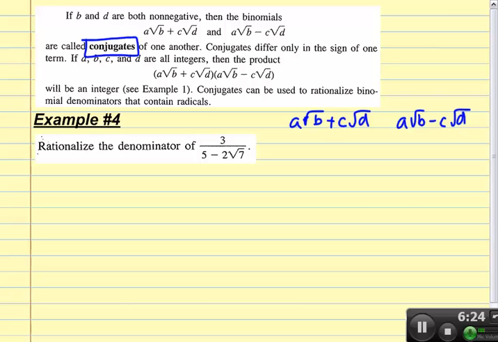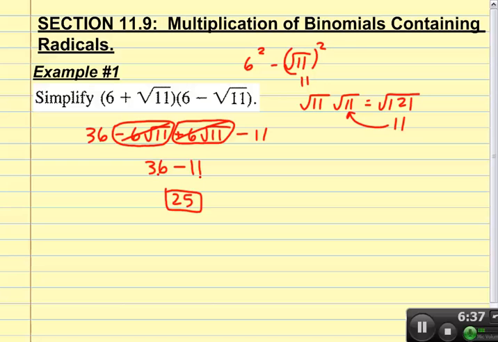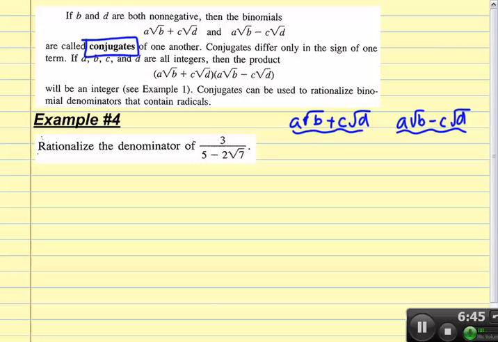We use it to get rid of radicals in the denominator when we have a binomial. Remember back to example number 1, we had conjugates. And I think I mentioned the word conjugate when I was talking about it, right? 6 plus root 11 and 6 minus root 11. All right, let's go back here and see what happens when we multiply these things. They get rid of the radicals in the denominator.